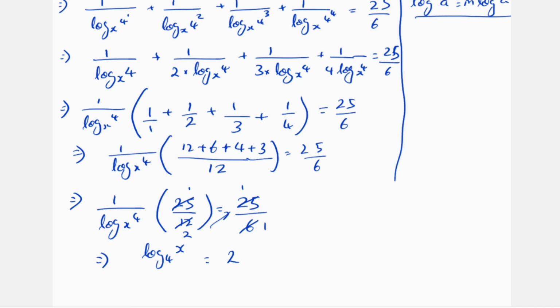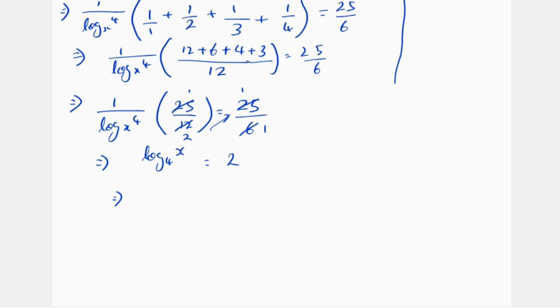Now a log function can be explained as, if I say that a power x is equal to m, then it means that log of m to the base a is equal to x. So when I say that log of x to the base 4 is equal to 2, it simply means that 4 power 2 is equal to x, or in other words, x is equal to 16. So the value of x is 16.